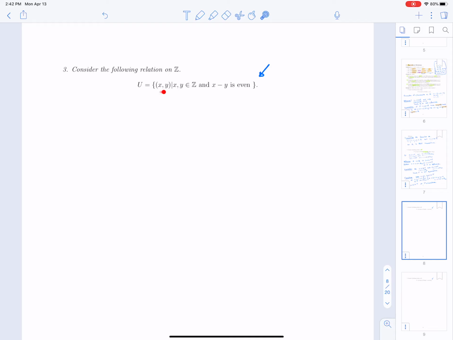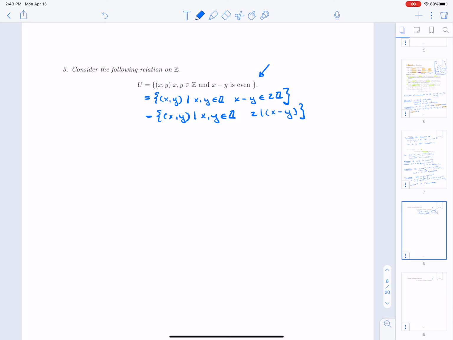So U is going to be the set of pairs x, y, so that both are integers, and their difference is even. Another way of writing this is the set of all x, y such that x and y are integers, and x minus y is in the evens. That was one way we wrote the evens, the multiples of 2. Or another way of writing this could be x, y such that x and y are integers, and 2 divides x minus y.